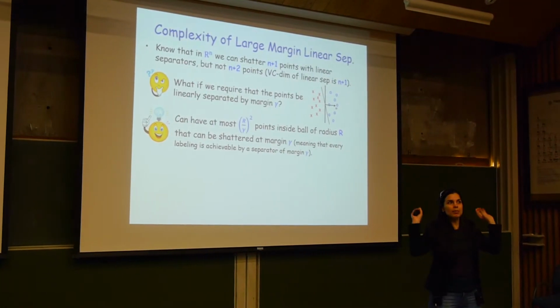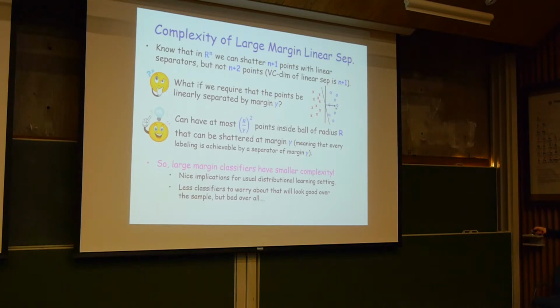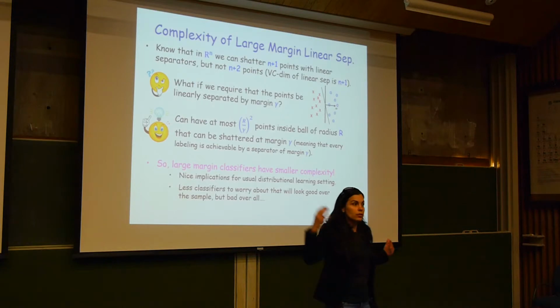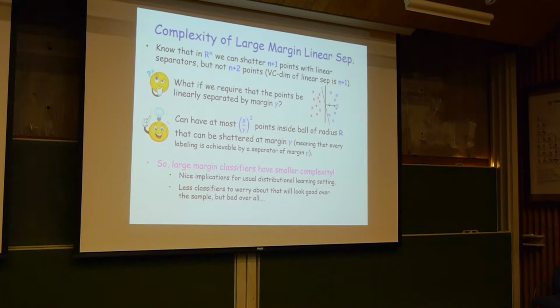Again, my claim about the VC dimension of large margin separators is not quite right. It's technically not correct, but it's the right intuition. So basically what this statement implies is that large margin classifiers have a much smaller complexity compared to the class of linear separators. So the shattering coefficient is potentially much smaller, their intrinsic complexity is much smaller, and so that means that we have fewer classifiers to worry about that look good on the sample but are really bad overall. So that means that large margin classifiers are really less prone to overfitting.